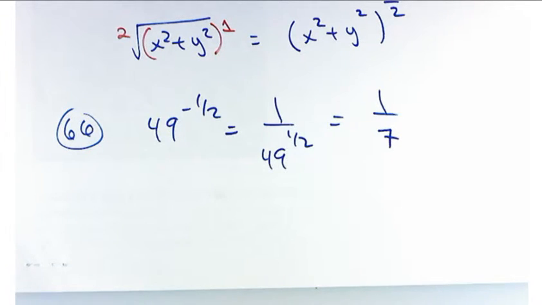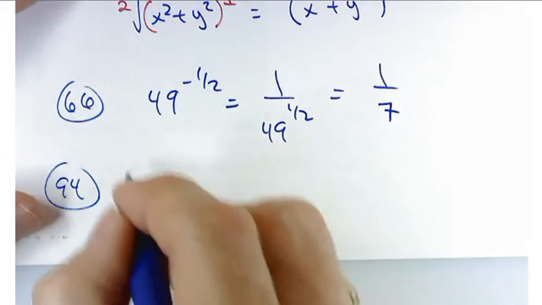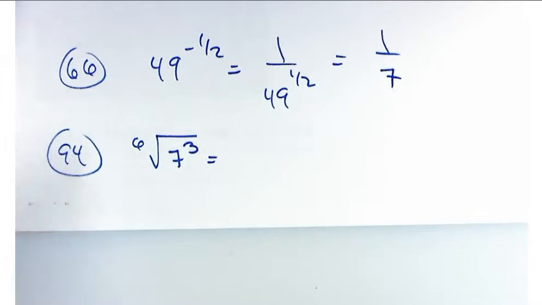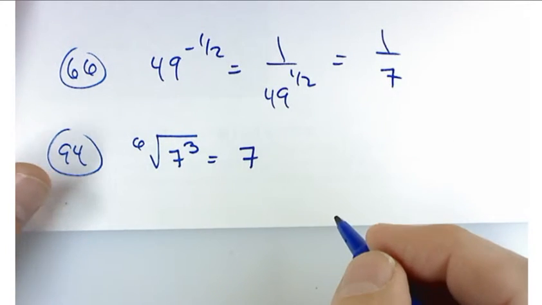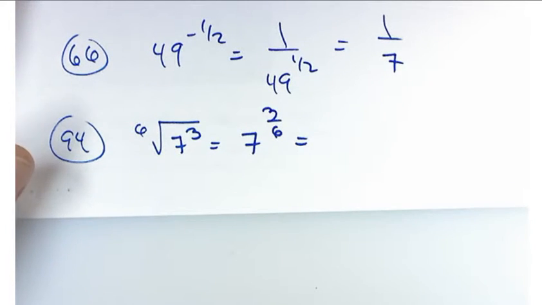Let's try problem number 94. Cube root of 7 to the 3rd power. Now this one we're going to be doing a couple things. First, we're going to convert it to exponents, and then we're going to convert it back to radicals after we simplify it. So for the first part, converting it to exponents. Kennedy, what would that give me if I rewrote this using exponents? 7 to what power? Good. 3 over 6. And 3 over 6 reduces to 1/2.